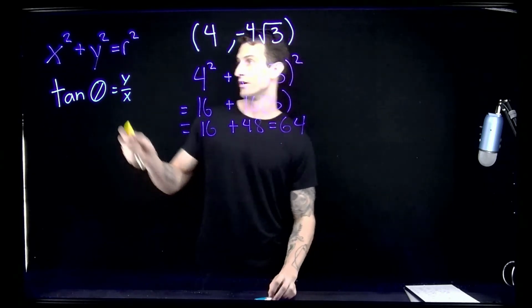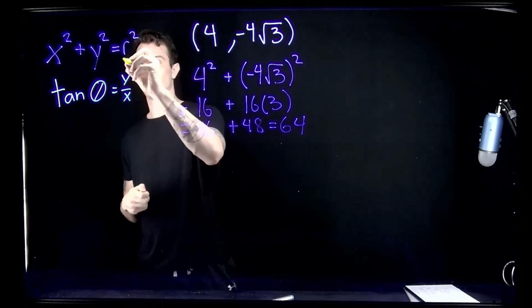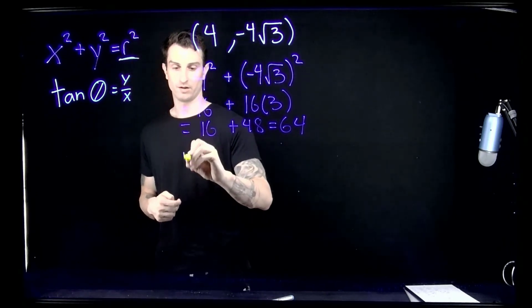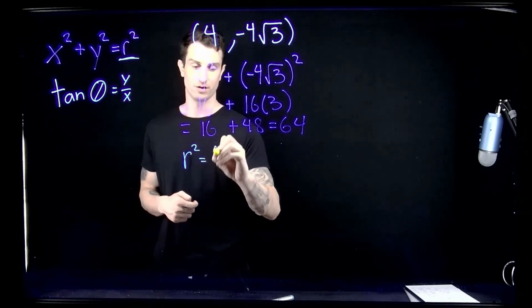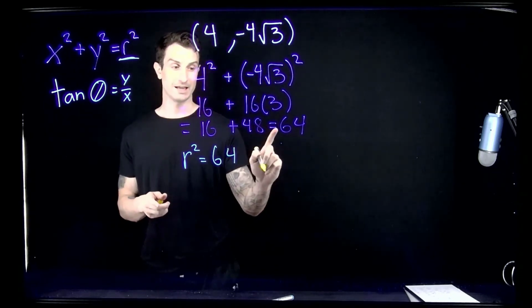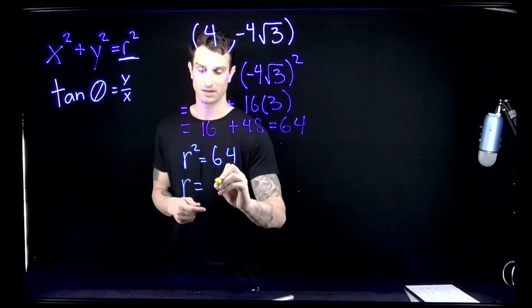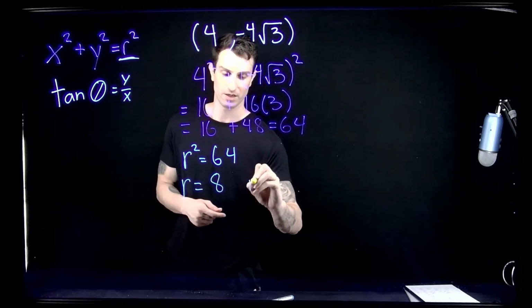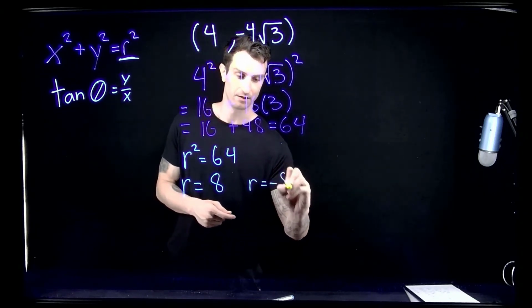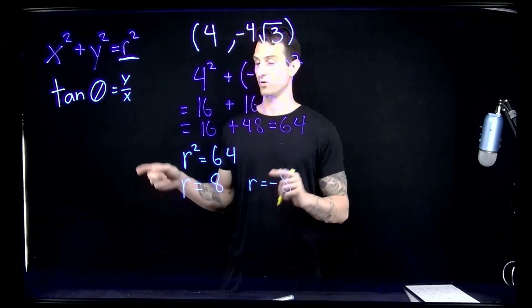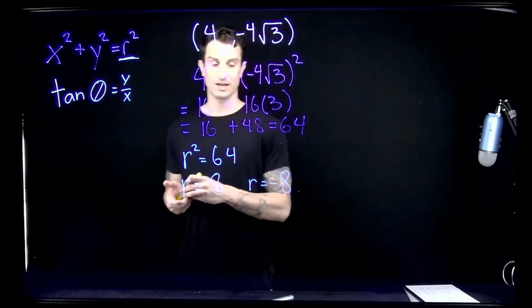Again, though, what did we solve for? We solved for r squared. So r squared is equal to 64. So we have, again, two options, right? r can be positive 8, or r can be negative 8. Again, your homework will give you one positive r and one negative r.